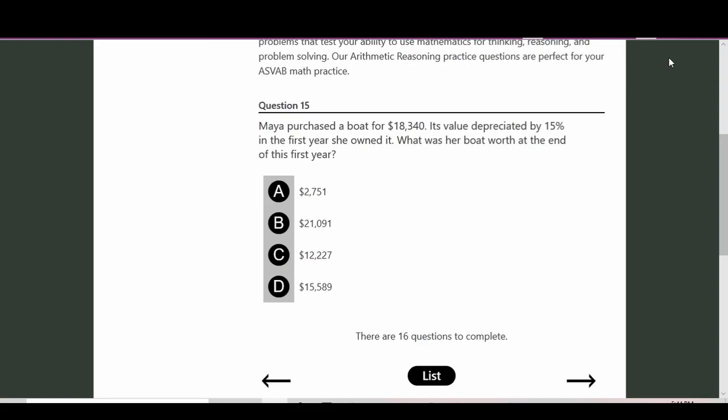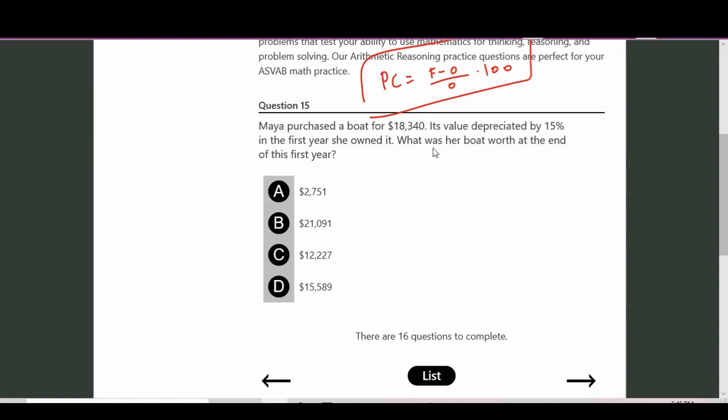All right, question 15 said Maya purchased a boat for $18,340. Its value depreciated by 15% in the first year she owned it. What was her boat worth at the end of the first year? So I already introduced a formula you can use when dealing with these percentages, namely this one. Percent change equals final amount minus original amount over original amount times 100. Okay? You could use this formula to solve this one and get the answer pretty easily.